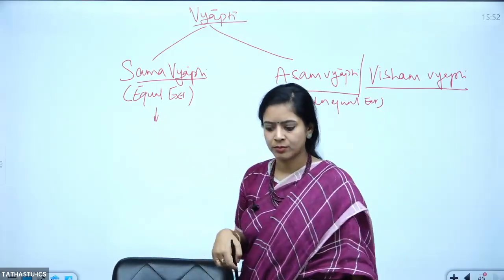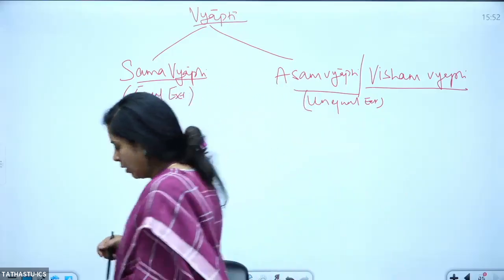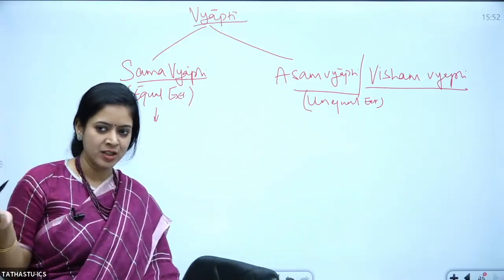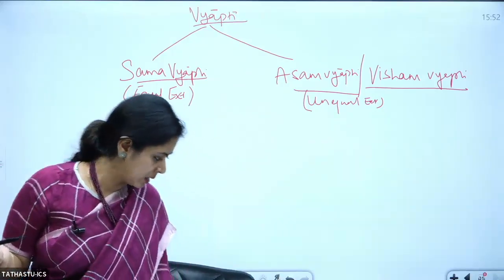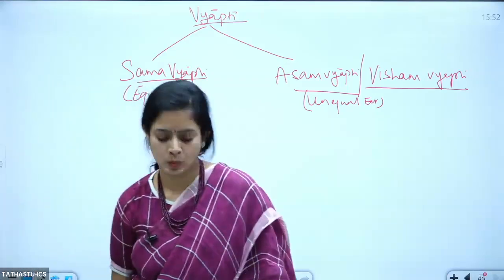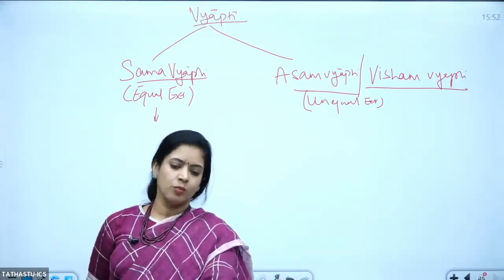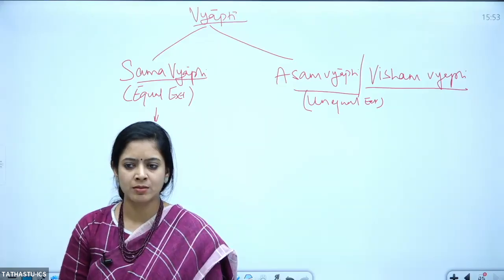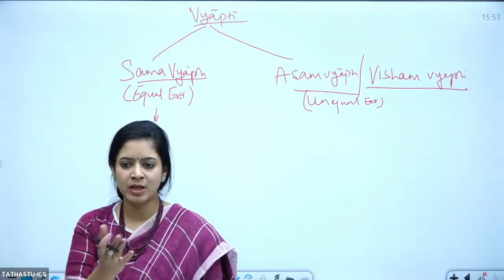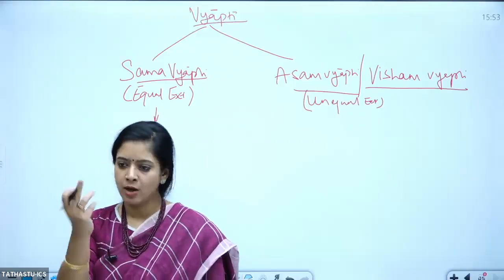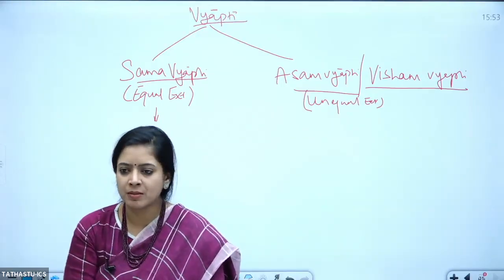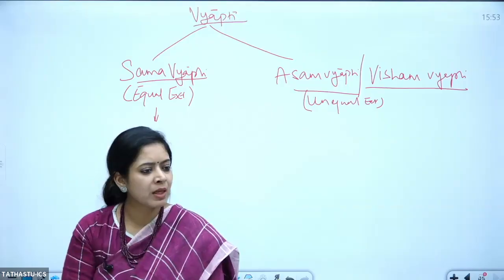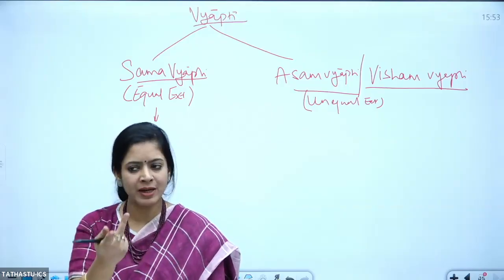Equal extension. Example: what is knowable is nameable. Similarly, what is nameable is knowable. You can switch these in some vyaptis. Then what will be asamvyapti? Where we can't make this switch.